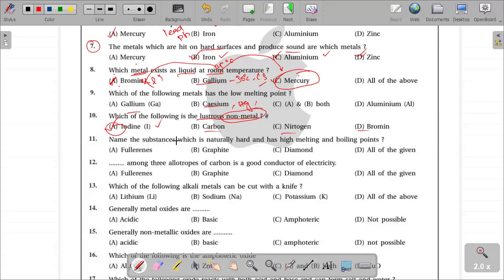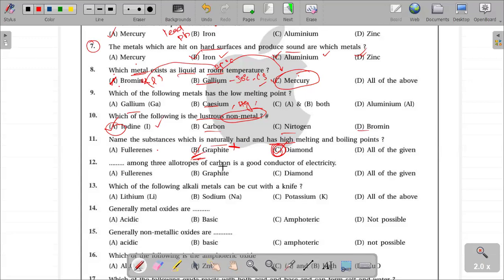And next case, name the element which is naturally hard and has a high melting and boiling point. Graphite has a soft nature and a high melting and boiling point. But diamond has a hard nature with a high melting and boiling point. So that's why we select diamond as the element. Graphite is not the hardest substance, that's why we are not selecting it, but it has a high melting and boiling point. And fullerene also has a soft nature, so it has a low melting and boiling point. The fullerenes are like carbon fibers.